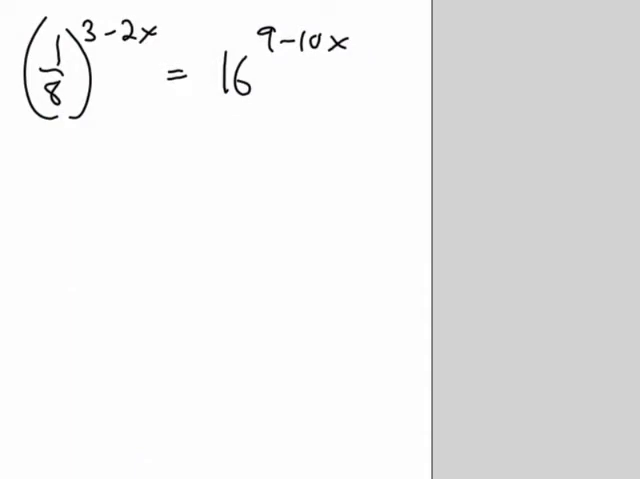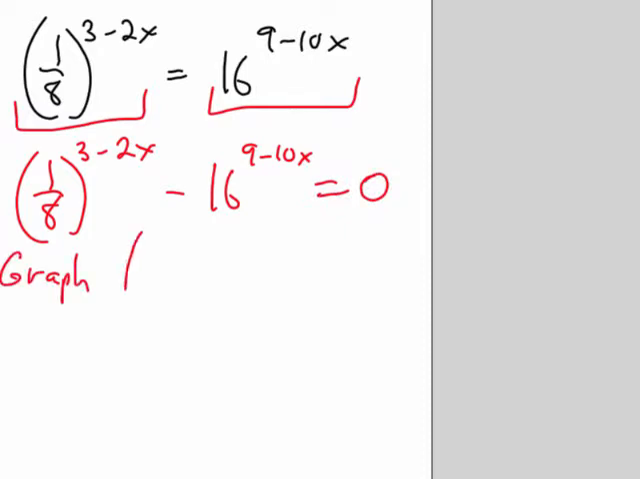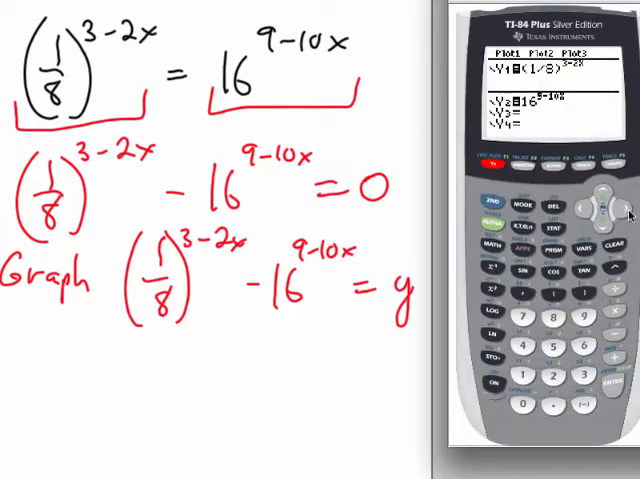And remember, there is a second way you can solve graphically by making this into one graph instead of two, and that's simply by setting the expression to 0. And then what we're going to do is we're going to graph this equaling y. So on my calculator, I'm going to get rid of the second graph, and I'm going to go up to the top. Minus 16 to the exponent 9 minus 10x, and I'm going to graph the one graph.